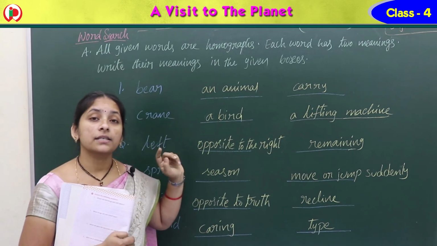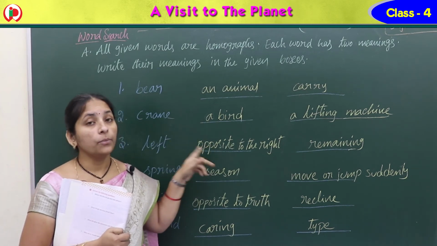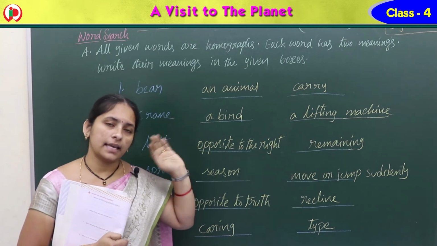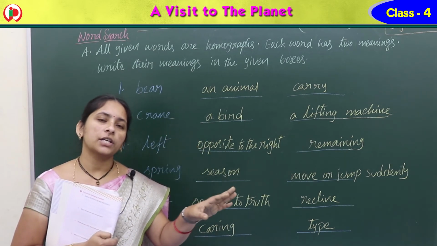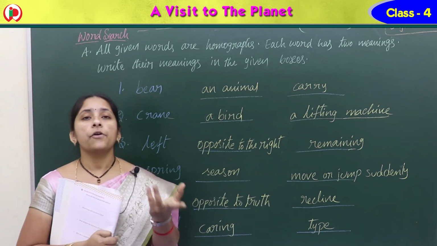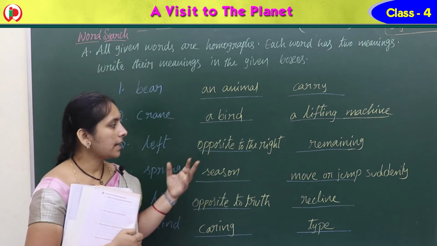So what do we call these? Homographs. Remember this. Homophones, homonyms, homographs. Homographs are the words which give different meanings: same spelling, same pronunciation, but different meaning. Two meanings we get. According to the sentence, we should take the meaning. Yes, write all these answers.